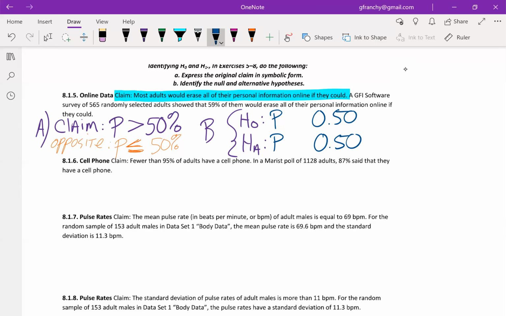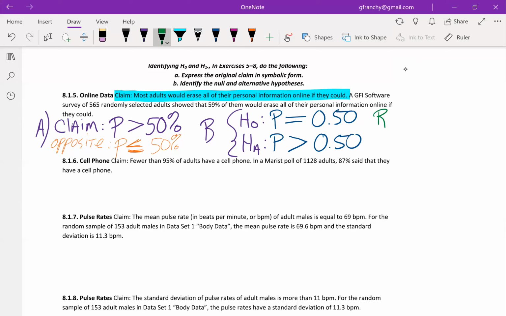And then we need to put what goes in between them. Now, it's always, always, always equal between the parameter and the number in the null, so we put the equal there. And then in the alternate, we need the strict inequality. And our strict inequality here is the greater than. And at this point, we've identified the null and alternative hypotheses, but here's where I'm going to ask you to do one more thing, and this will make your life easier when it comes time to write the conclusion.